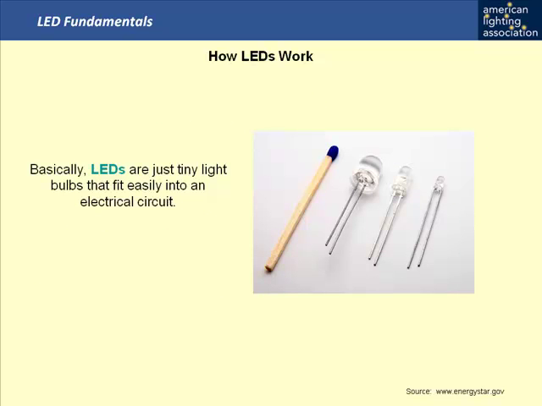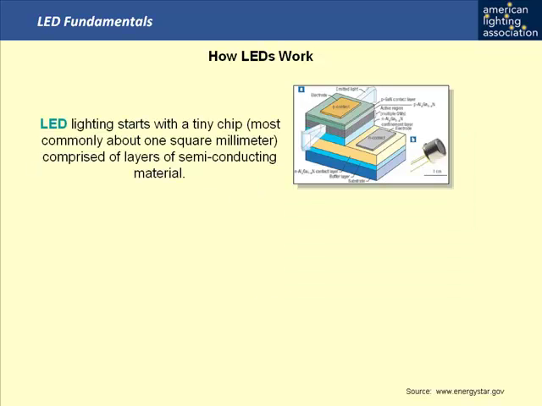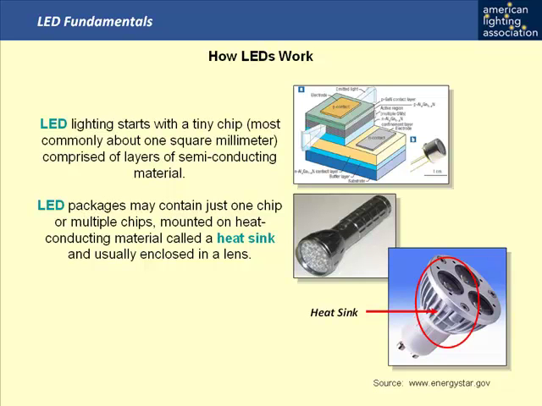So as complex as that may sound, which it is rather amazing and rather complicated, let's think of LEDs simply as very tiny light sources or light bulbs that can easily be fitted into an electric current. As we said, an LED starts with a tiny chip, most commonly about a square millimeter, and it is comprised of a series of layers of what we simply call semiconducting material.